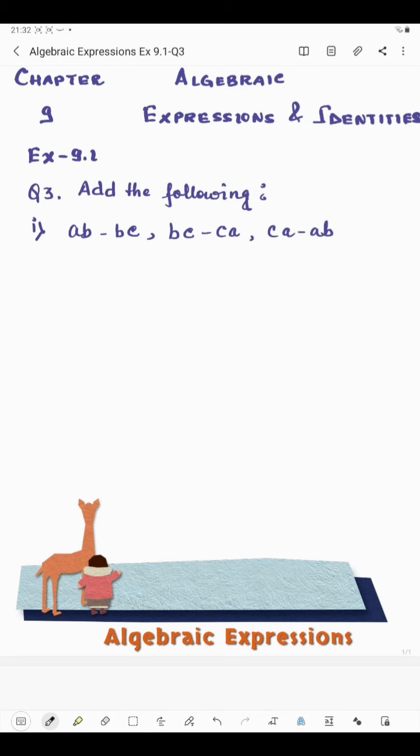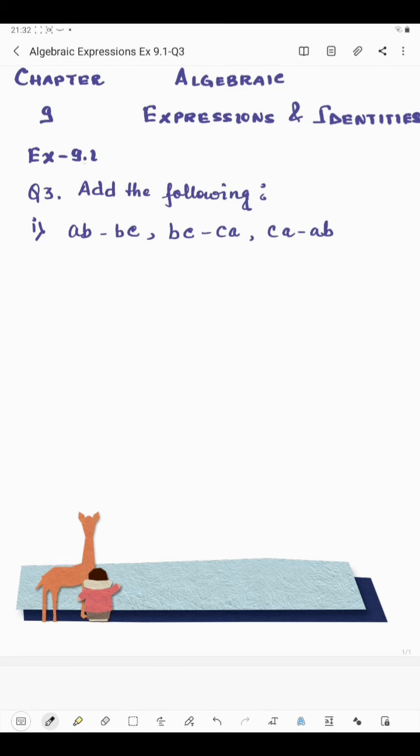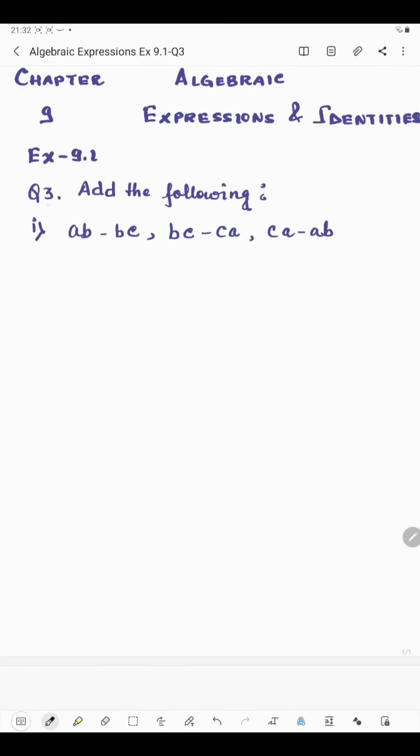Students, now I am going to start question number 3 of exercise 9.1. In question number 3 we have to add the following. In the first part we have AB minus BC, comma, BC minus CA and CA minus AB. So here we have 3 expressions, 1, 2, 3. We will have to add these 3 expressions.